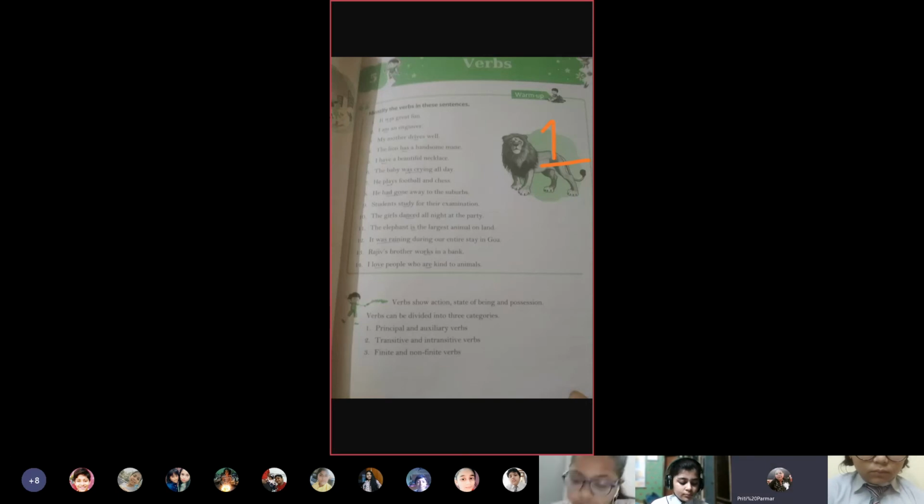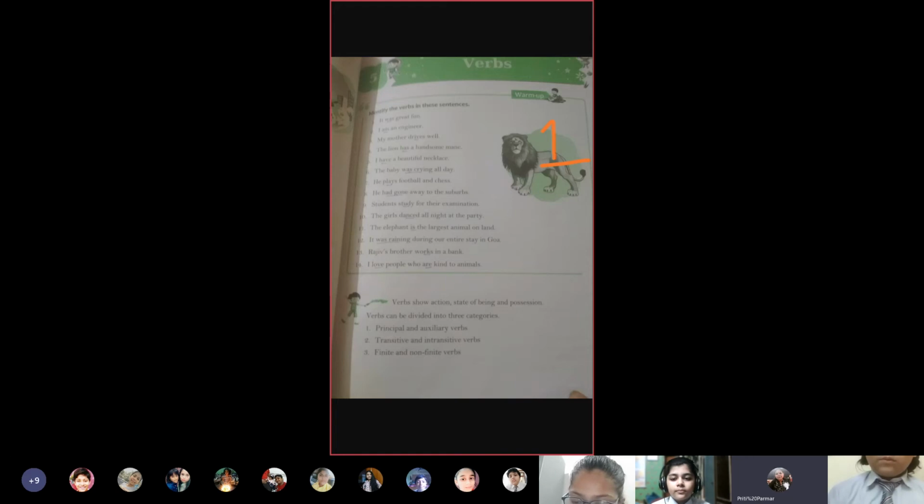Students study for their examination. Study. The girls danced all night at the party. Danced. The elephant is the largest animal on land. Is. It was raining during our entire stay in Goa. Was raining. Rajiv's brother worked in a bank. Worked. Number 14. I love people who are kind to animals. Love and are. So these are the few verbs which we have just now picked out.